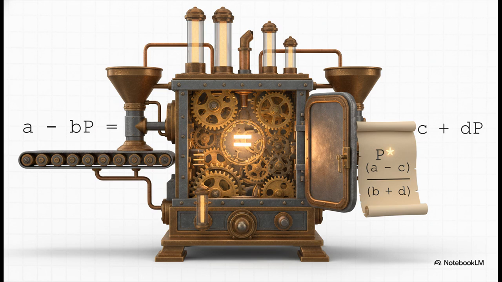We take our two equations, smash them together, and when we rearrange everything to get P by itself, we end up with this beautiful, universal formula. That P with the little asterisk, economists call it P star. That is the one and only equilibrium price for that market.